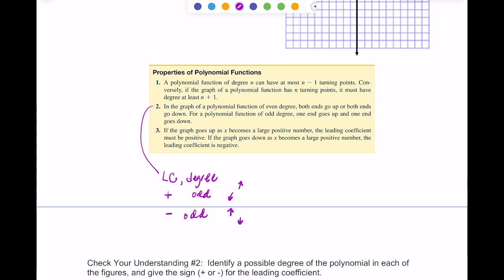If it's positive and an even degree, so like x to the 4th, both ends are going to point up. And if it's negative and even, like negative x squared, we know from talking about quadratics that would be concave down. Both sides are going to point down. And then the last property is if the graph goes up as x becomes a large positive number, the lead coefficient must be positive, as we saw in the example I did with the x cubed. If the graph does go down as x becomes a larger positive number, the lead coefficient is negative.